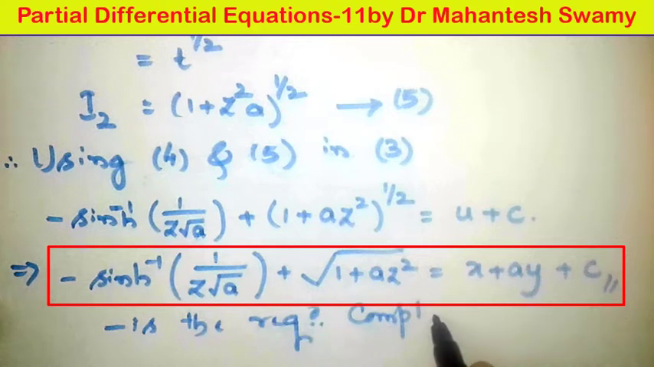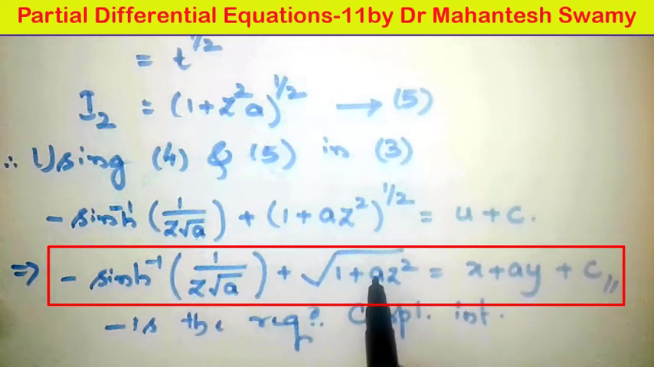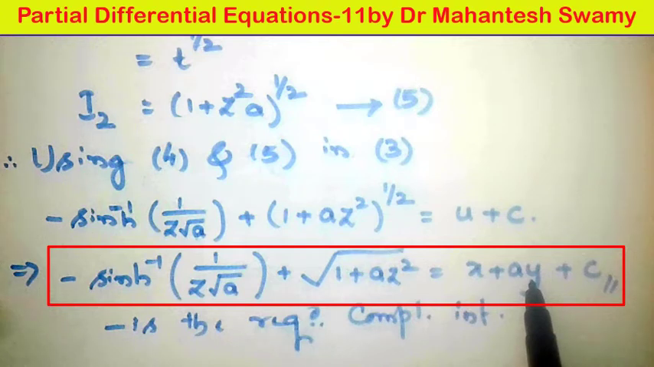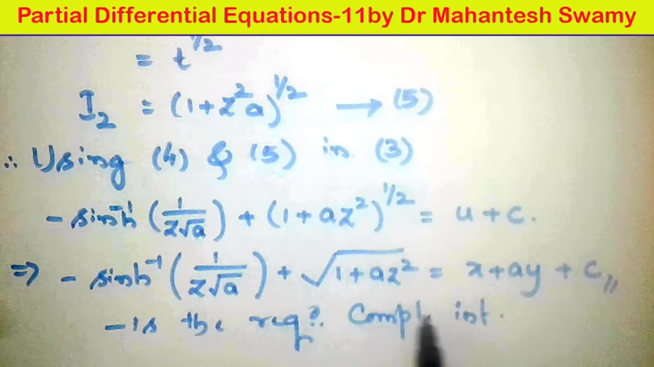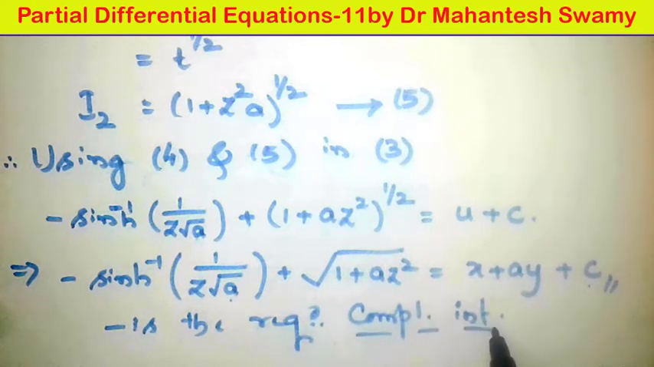Why is it the required complete integral? It is a complete integral because it has been obtained by the process of integration, and also it contains as many arbitrary constants as there are independent variables in the differential equation. We have seen that x and y are the two independent variables present in the given partial differential equation, and in the complete integral we observe two arbitrary constants a and c. Therefore this solution is the complete integral. This is an important problem, in fact, and it is a lengthy problem which we have solved in a very systematic way.